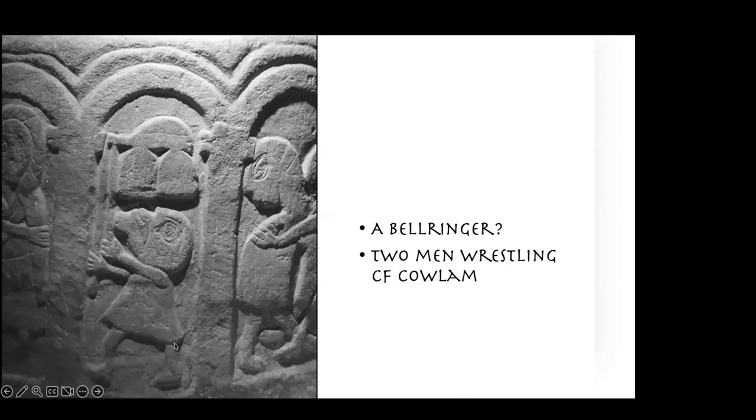Here we have, going round that font, I would like to think that that was a bell ringer, although whether or not that is the case, I don't know. But there he is pulling away on two ropes. That looks like two bells. It may or may not be. Here, however, we have the same imagery that we get at Cowlam, which is always interpreted as two men wrestling. Now, it's either that or it's the kiss of peace. So, you know, who knows which it is. But as I say, that particular bit of imagery recurs at Cowlam church.